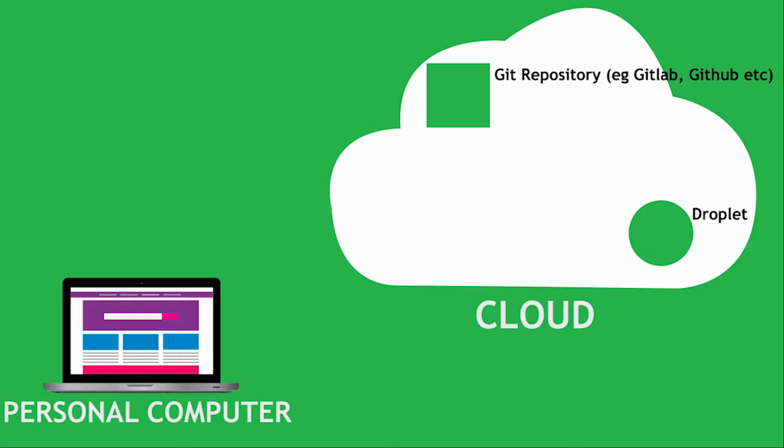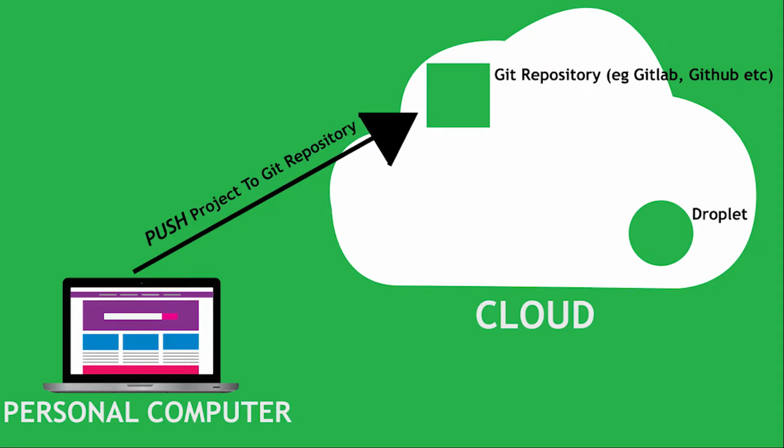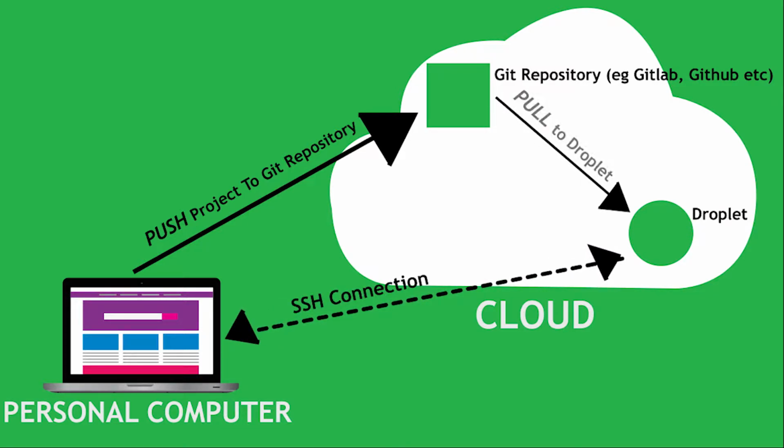For us to deploy any application on the DigitalOcean Ubuntu server, we need to first push it to a Git repository manager like GitLab or GitHub, and then go to our droplet and pull it from the Git repository manager.